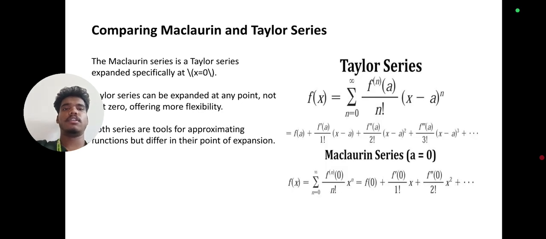Next, comparing Maclaurin and Taylor series. The Maclaurin series is a Taylor series expanded specifically at x equal to 0. A Taylor series can be expanded at any point, not just 0, offering more flexibility. Both series are tools for approximating functions but differ in the point of expansion.